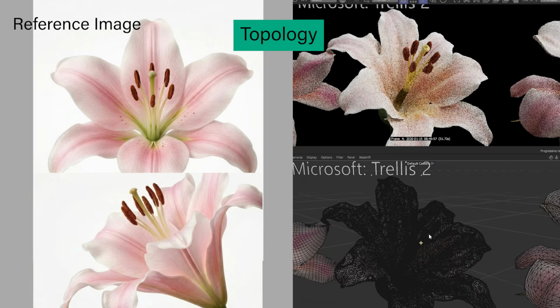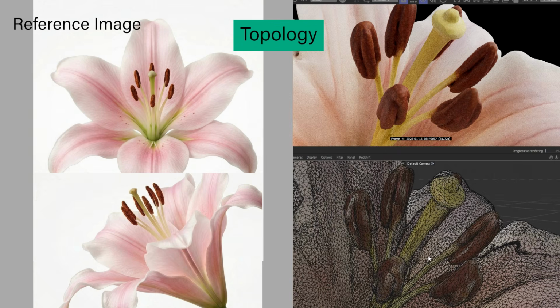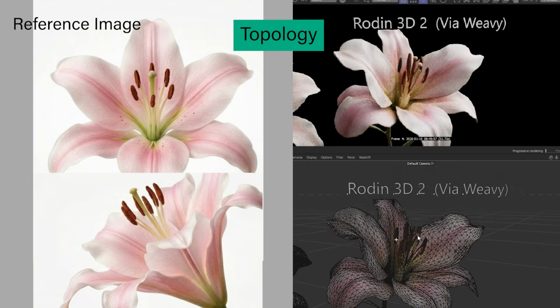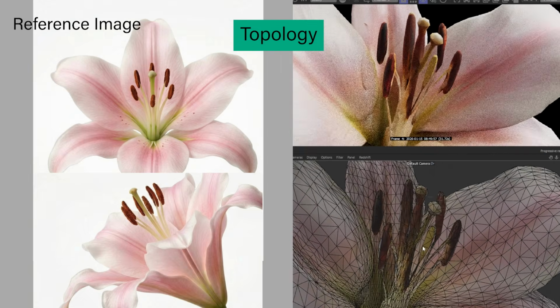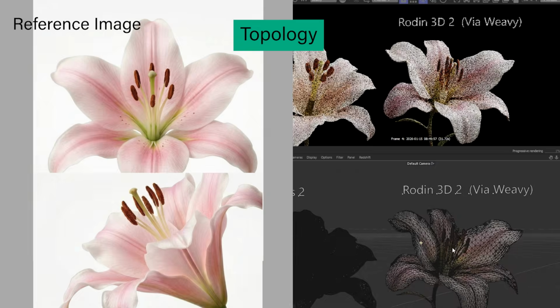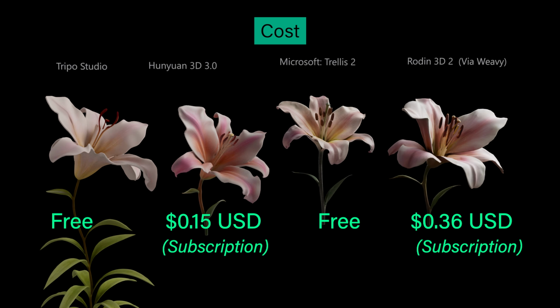Microsoft Trellis was very close to the design, but I had to do quite a few generations before it got to where I got. It was fine, but the mesh was very, very dense. Then Rodin was also okay, but it did not match the image at all. In terms of cost, Rodin, if through Weavy, is the most expensive, but it will be cheaper if you do it through Hyper 3D.